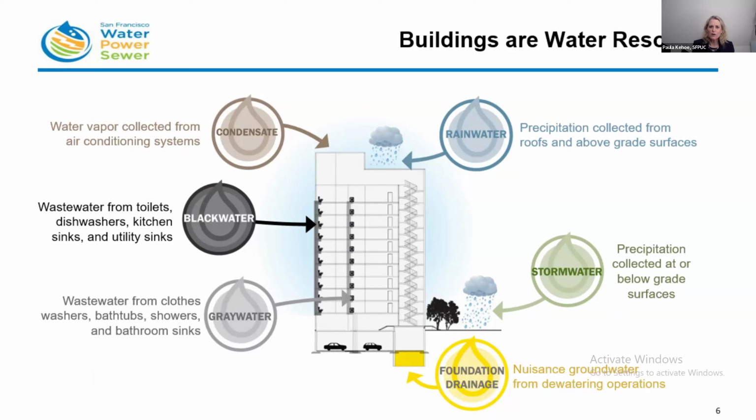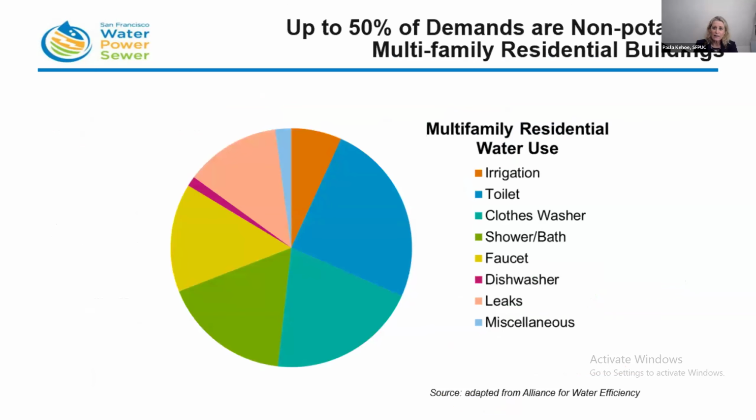There are sources of water. Buildings produce many different types of water, including rainwater and stormwater, foundation drainage, which is often nuisance groundwater from dewatering operations. There's also gray water, water from our clothes washers, our bathroom sinks and showers, and then black water. And some buildings produce condensate. If we collect these water sources and treat them appropriately, we can reuse them for non-potable applications. And that really can be significant when it comes to water use efficiency and water conservation.